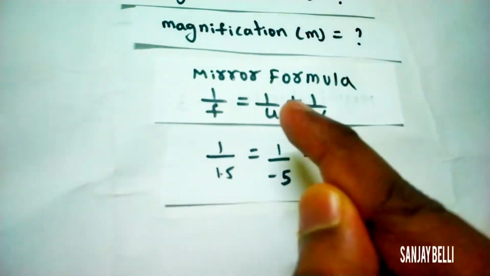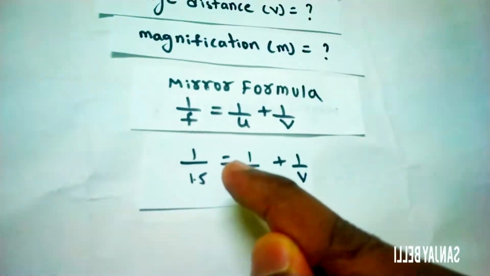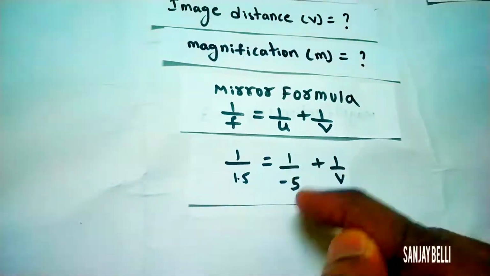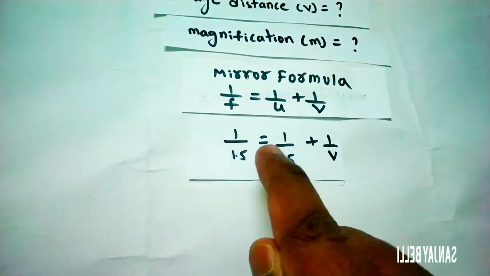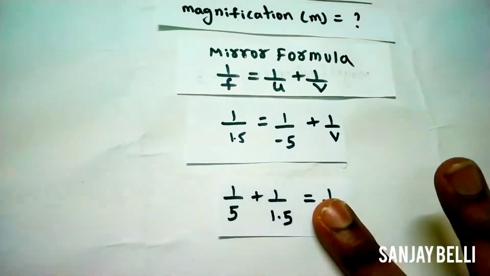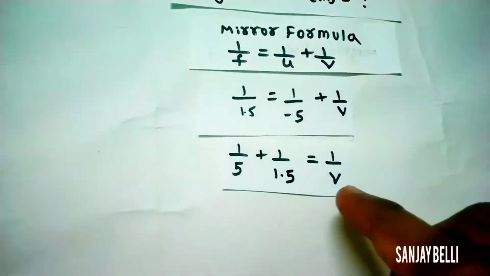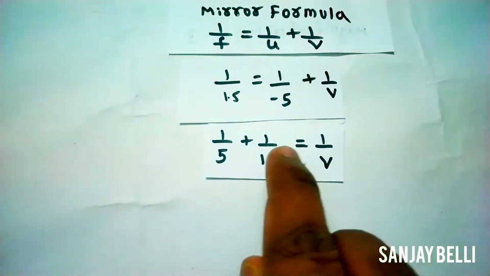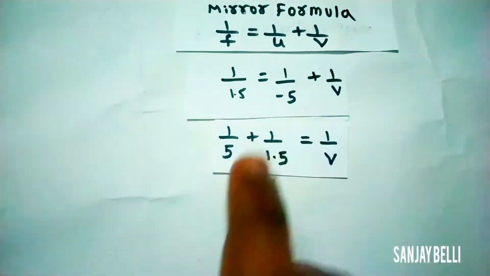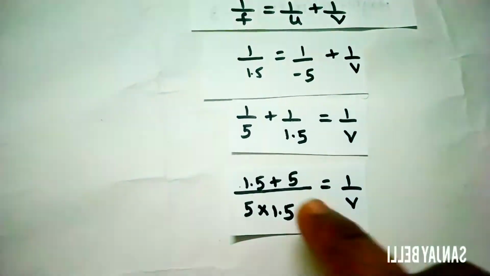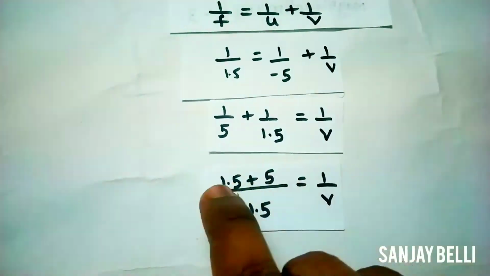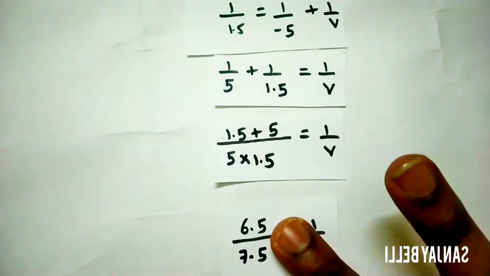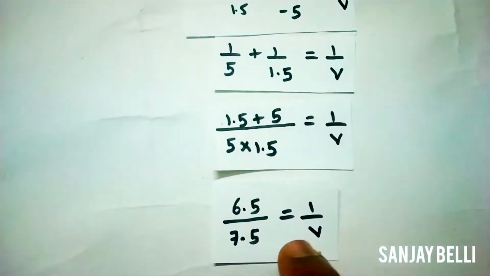Now what we have to do? This 1 by minus 5 you have to shift towards the left side. Once we shift it to the left side, it will become positive. That is 1 by 5 plus 1 by 1.5 is equal to 1 by V. Now you have to do the LCM. 5 into 1.5 in the denominator and numerator 1.5 plus 5. So 1.5 plus 5 is nothing but 6.5, and 5 into 1.5 is nothing but 7.5.